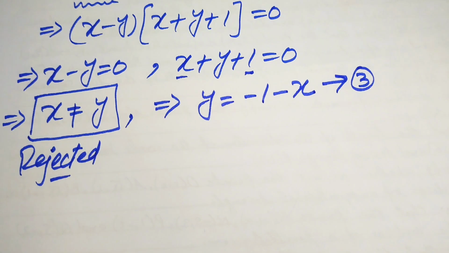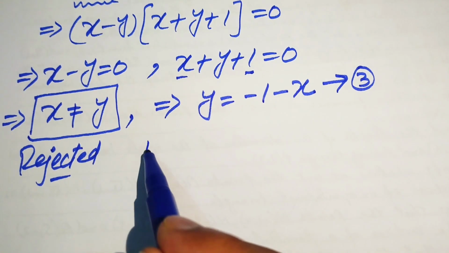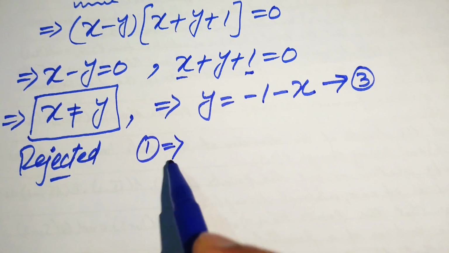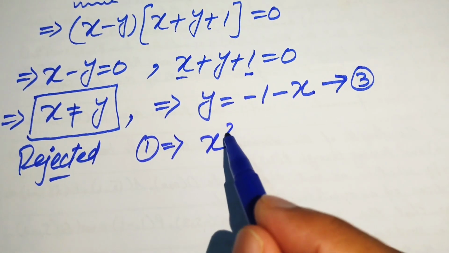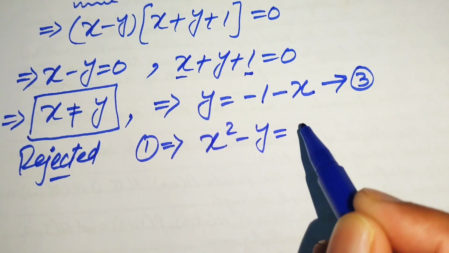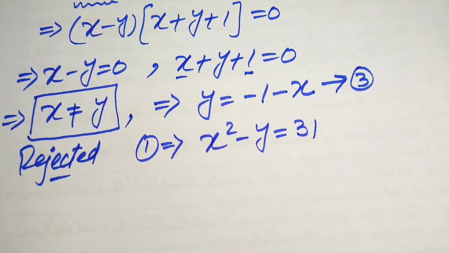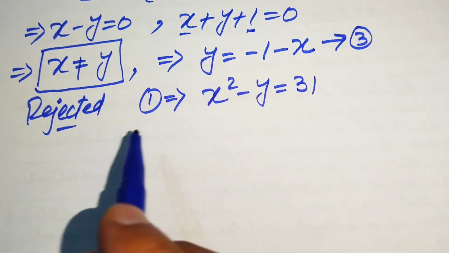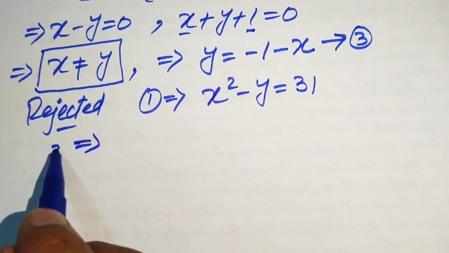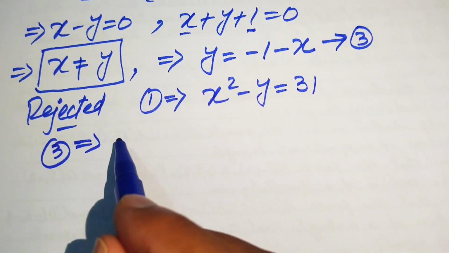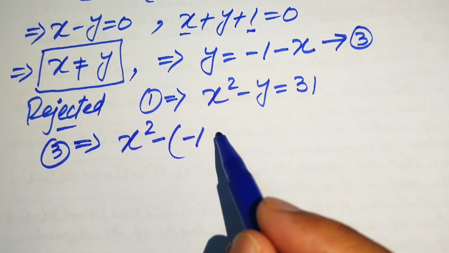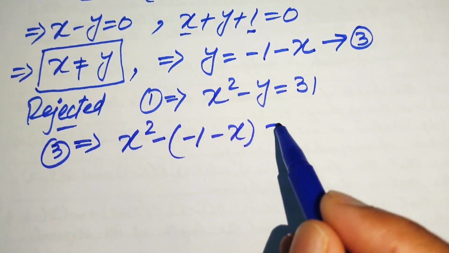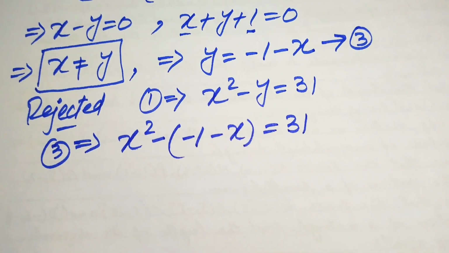And now we substitute this value of y in equation number 1, so here first we copy down equation number 1. It is x square minus y equals 31, and now we substitute the above value. From equation number 3, this is x square minus y, and the value of y is minus 1 minus x equals 31.